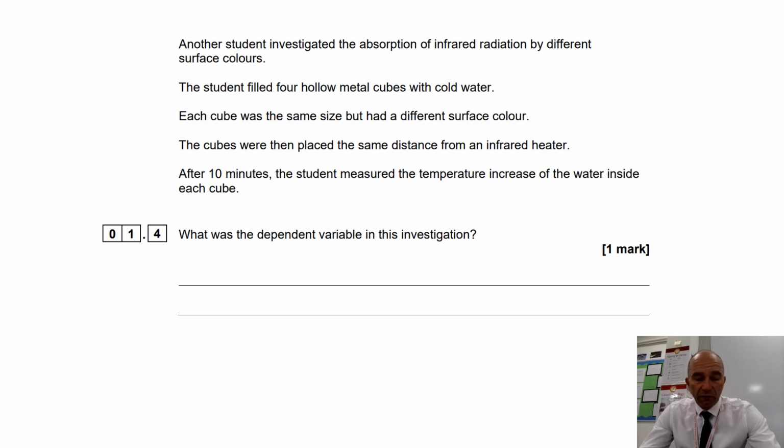So question 1.4, what was the dependent variable in this investigation? So whenever you get anything like this, dependent variable, what did you measure? Well, in this case, it's a temperature increase, T increase, of the water at the end of the 10 minutes. So again, variables come up all the time. Make sure that you remember them.